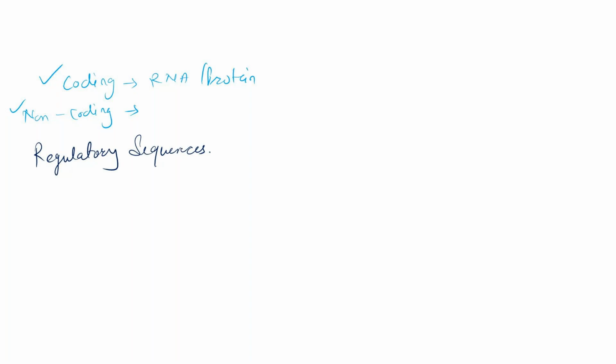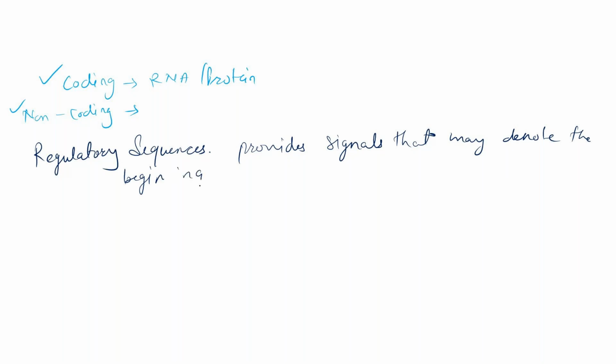So what is a regulatory sequence? Regulatory sequences are the sequences in the DNA which provide signals that may denote the beginning or end of a gene, right? So we now know there are genes, but from which sequence exactly the gene starts, and from which sequence the gene ends, right?